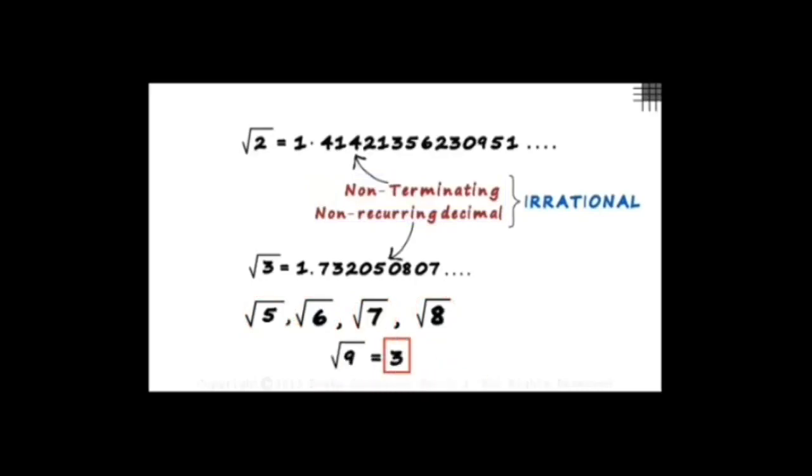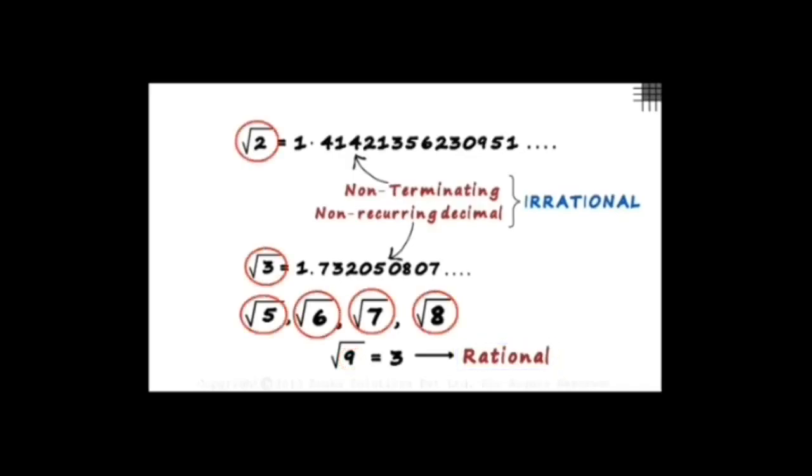But root 9 is equal to 3. This is a rational number. Root 9 is not an irrational number. In fact, the square root of any perfect square will be a rational number. And the square root of a number which is not a perfect square is always an irrational number. Now let's solve a few questions.